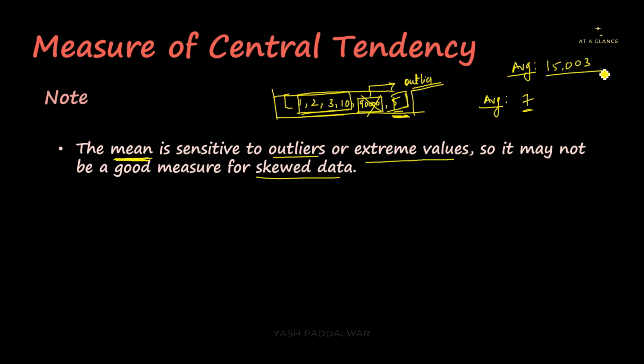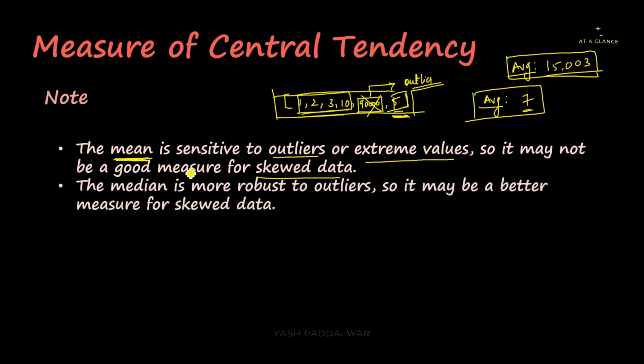Now, just imagine we had an average earlier as 7, and now after having the outlier in the data set, we are getting 15,000 as the value. So you can see it is extremely sensitive. Even one single outlier can entirely affect the mean value. So that is why it is always recommended that whenever we calculate the mean, we should ensure that the particular data variable does not contain any single outlier.